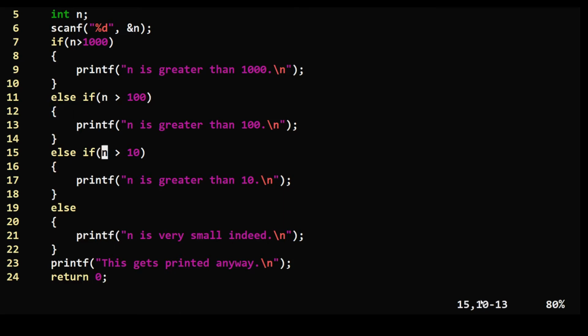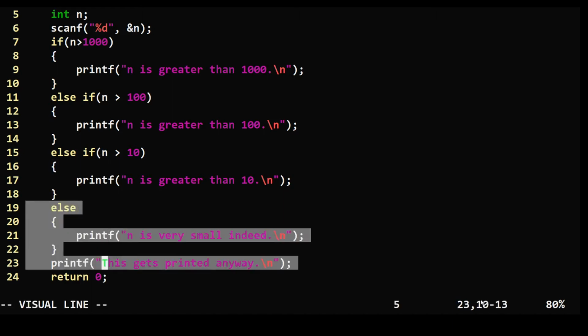So what is important to note is that these conditions need not be mutually exclusive. For instance, if you observe here, n is greater than 1000. If this evaluates to true, then because of the way we have constructed it, this will also evaluate to true, and this will also evaluate to true. However, we only consider this one here. So the first one which evaluates to true, that one we consider, and then we just ignore the rest. If none of them evaluate to true, then we go to this else, and this else is also optional. We need not have this else.